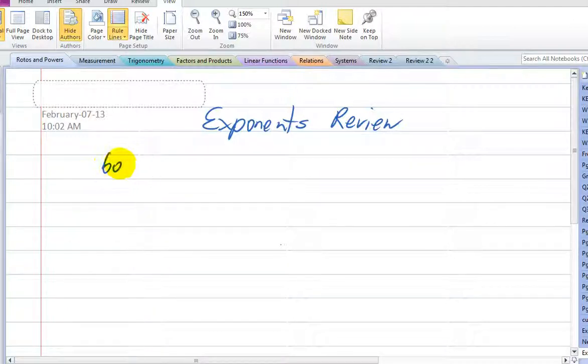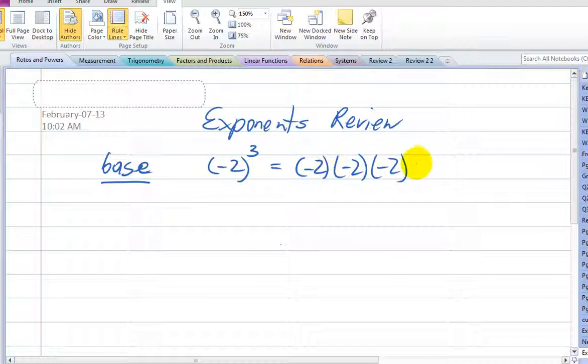What is your base? So, for example, if we have -2 in brackets to the exponent 3, that equals -2 times -2 times -2. So our final result, what is it? -8. Okay, so it's important to know that here your base is -2 because of the brackets.